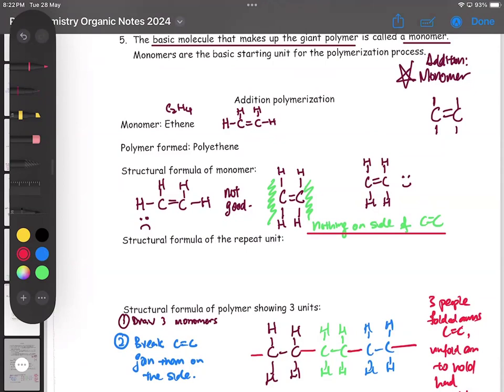All right, okay. This is your drawing of your CC double bond. And then you break it, you form it in the chain.